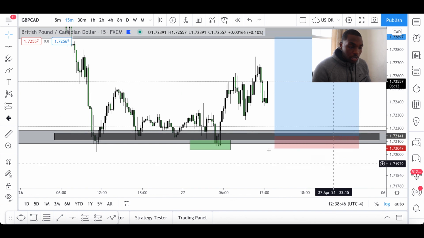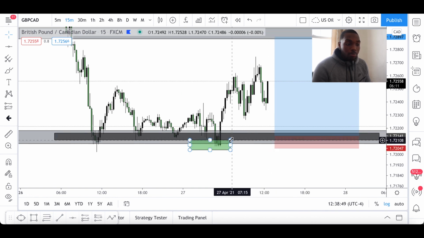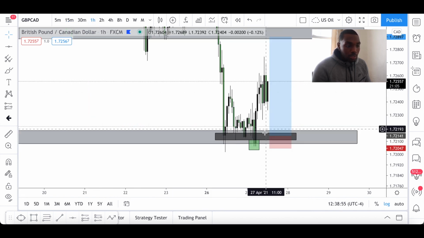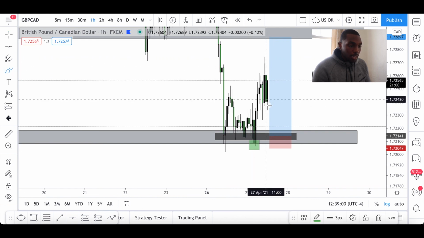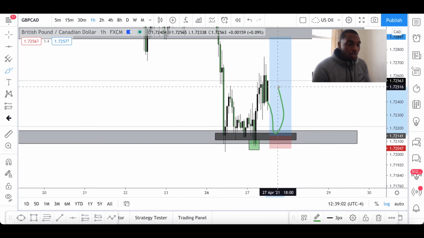And I have my entry level here because this area is an area of minor support. So price broke above, faked out. It faked out before, and we didn't get the retest of this area, so that is why I'm looking for entry. I'm expecting to see price come, tap into here, and then we can see further highs. So this is how all time frames tie into one another and how it all makes sense as to why I'm taking a trade.